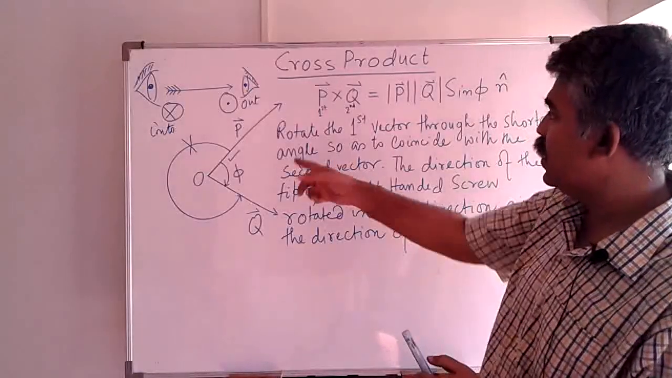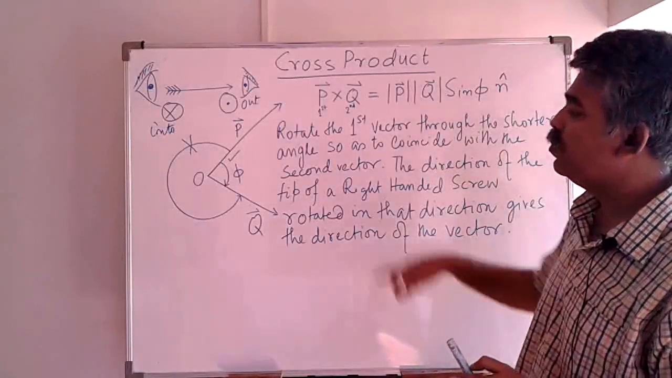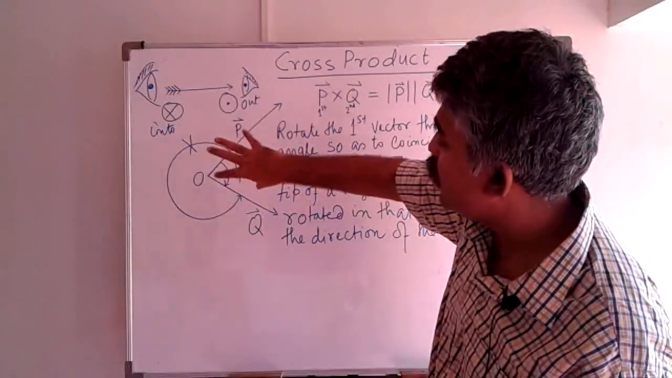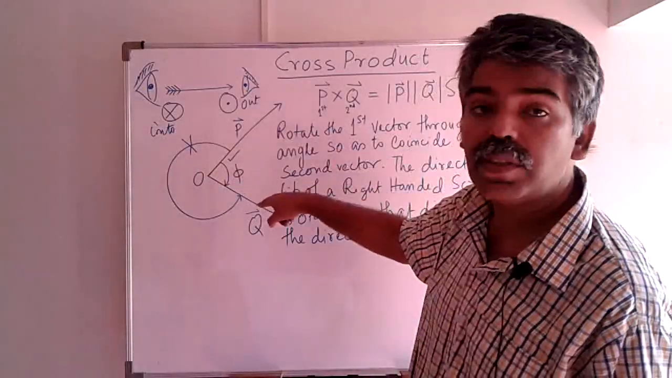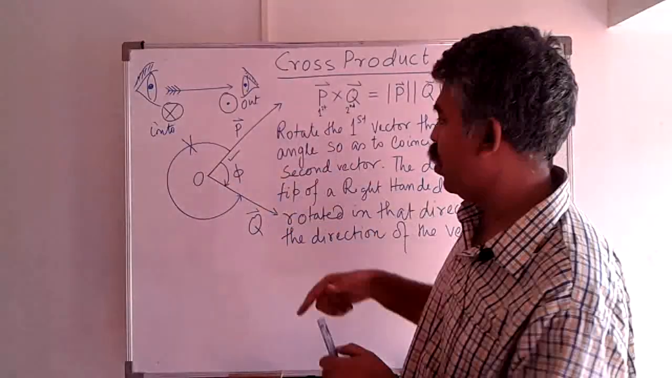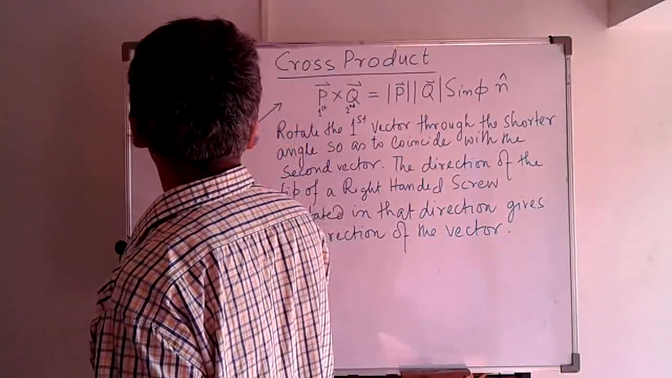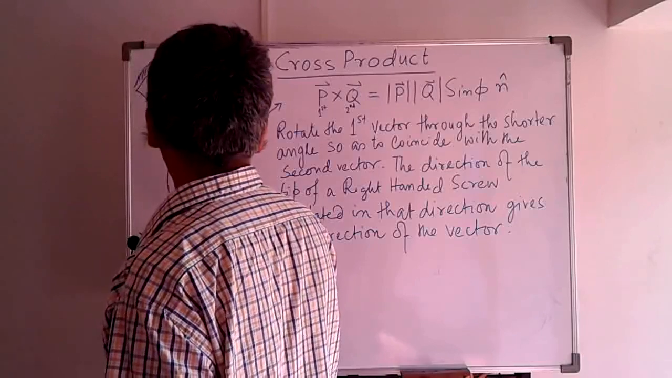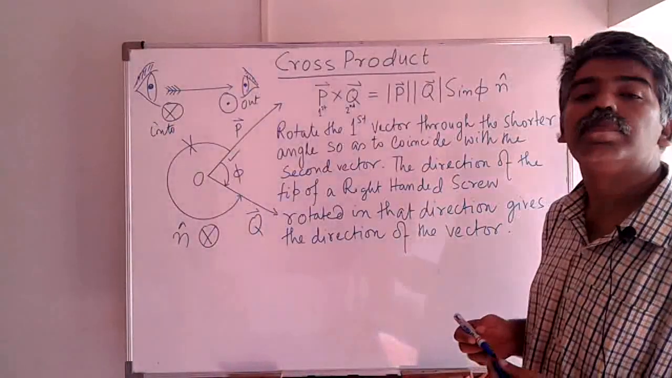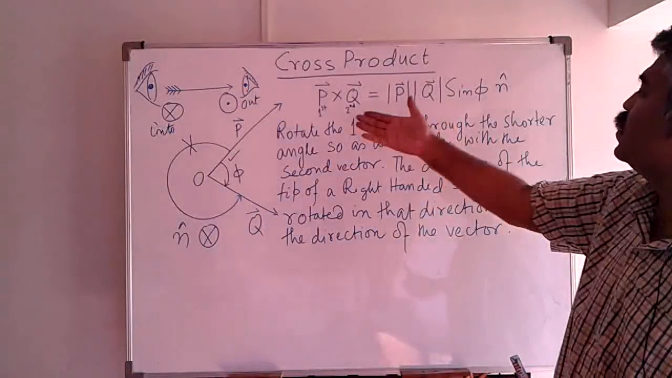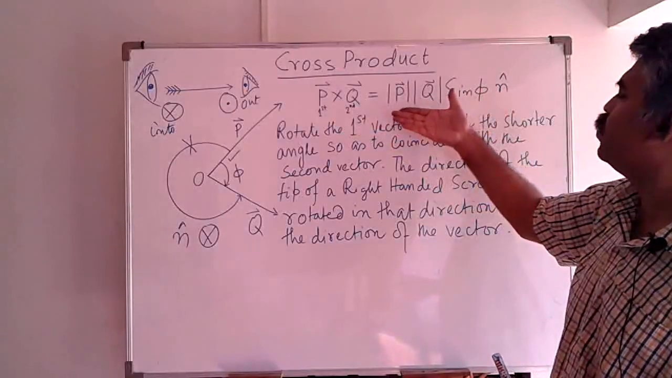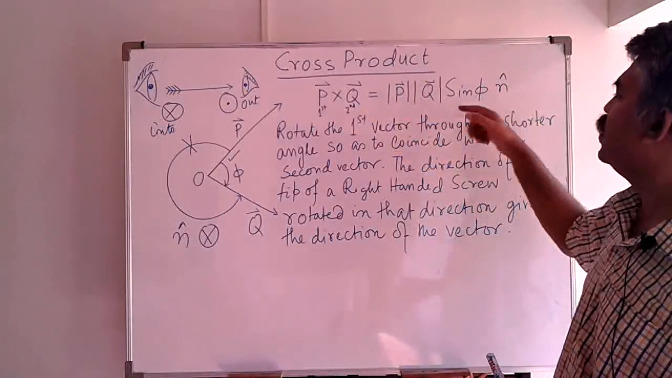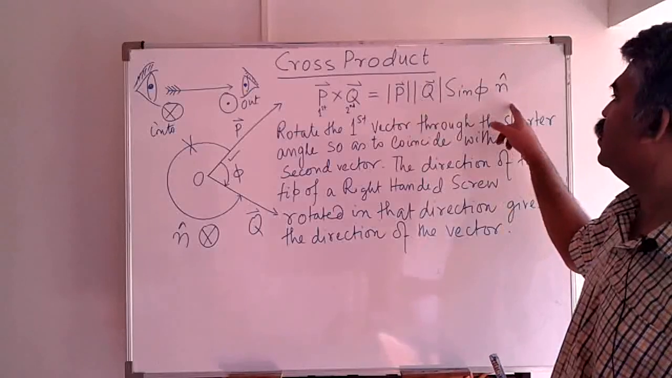So in this case, you are rotating in a clockwise fashion. See, P to Q is clockwise. So if this is clockwise, the n cap will be into the plane of the board, right? So this is a vector product. The resultant of P cross Q is a vector.